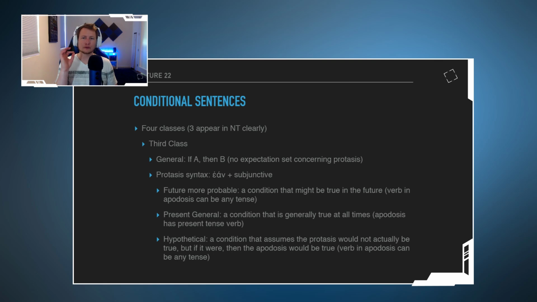So, yeah, there's no future. You won't see a subjunctive with the future. But depending on the force of the context, if the future seems to be in view, it might be futuristic as a subjunctive, and therefore future more probable in the third class condition. But keep in mind, the apodosis can be in any tense.